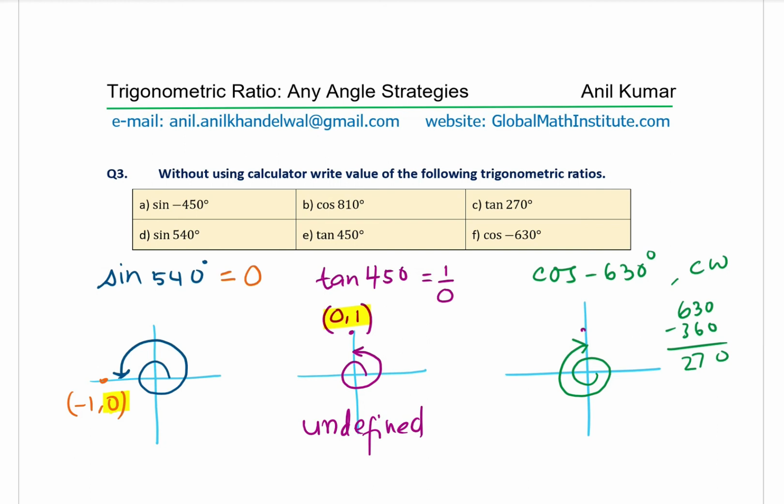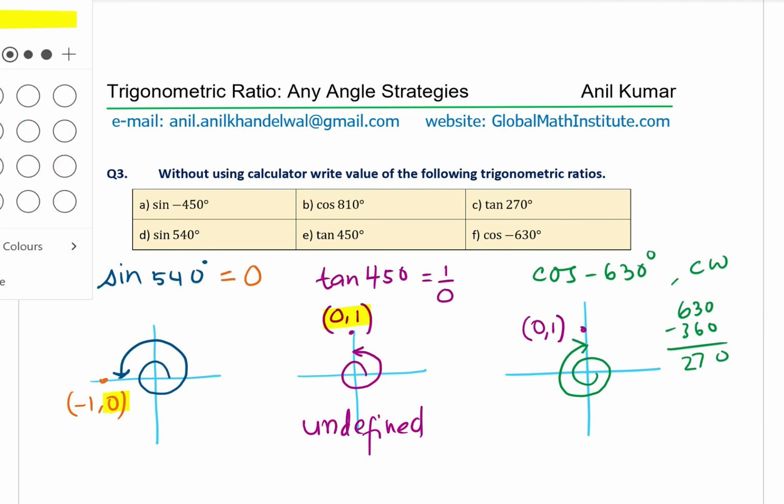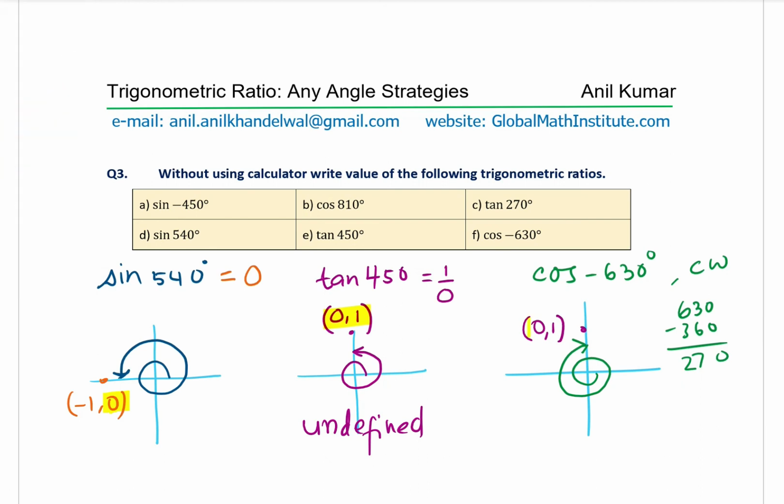On the y-axis, on a unit circle, the point value will be x is 0, the y is 1. For cosine function, the value of x corresponds to cos, and therefore we get our answer, which is cos of minus 630 degrees is equal to 0. Is that clear to you?